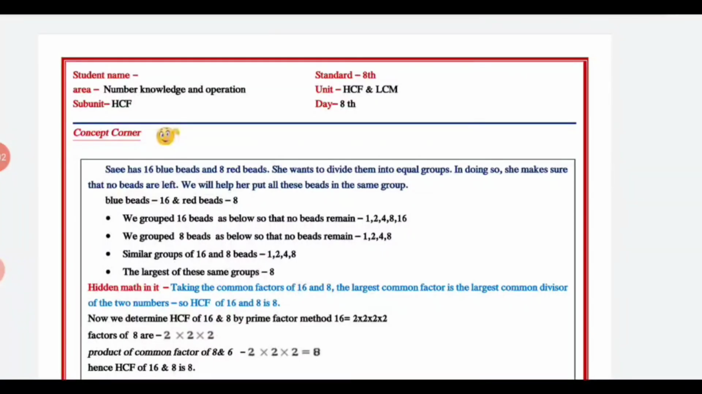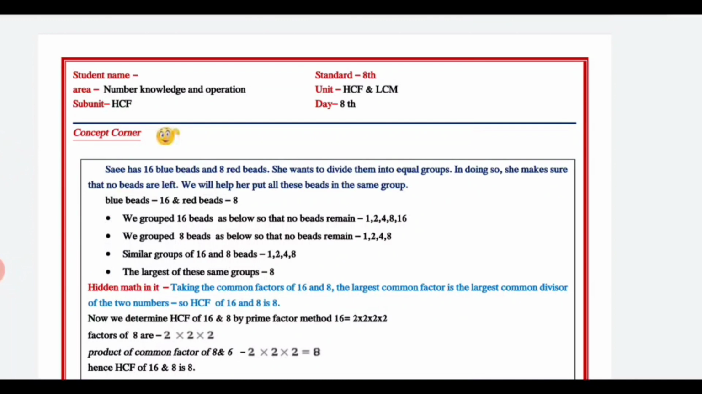Okay students, so let us see what is there on day 8th. Area is related to number knowledge and operation. Unit is SCF and LCM, subunit is SCF. So in this particular day 8 we will be revising SCF, highest common factor.